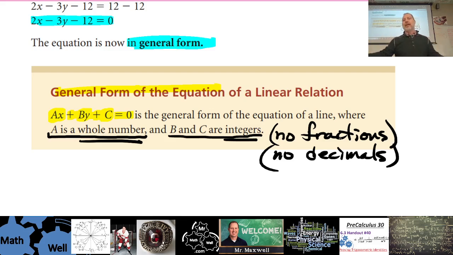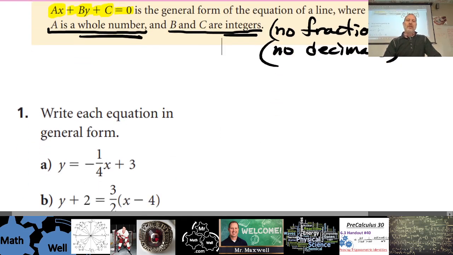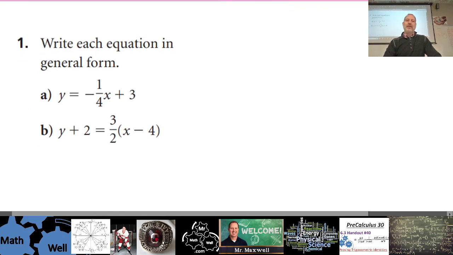But you can rearrange, or change how the equation looks without changing the actual line. Okay, so here are some questions where we're going to do exactly that. All right? Now, write each equation in general form. So this is in slope-intercept form, right? Slope-intercept form. And we love that one. And that's very popular in math and science. But I want to write this in general form.